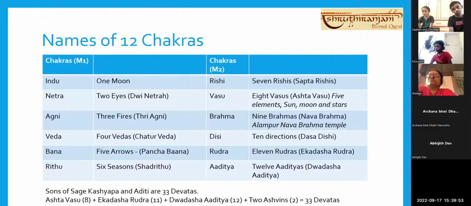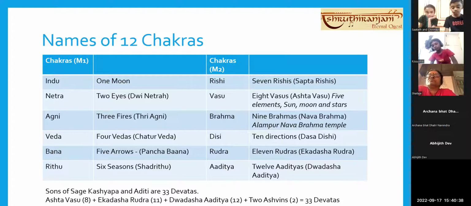Right. So each chakra that we saw has a name, right? Indu, Netra, Agni. How to remember this? It is easy. The chakra's name itself has a number. First one is Indu. What is Indu? Indu is moon. Right? How many moons does Earth have? Don't go to Jupiter. Okay. How many moons does Earth have? Only one. Right? So one moon. So that is the first chakra. Netra. How many eyes do we have? Two eyes. It doesn't change, right? So that is the second chakra.